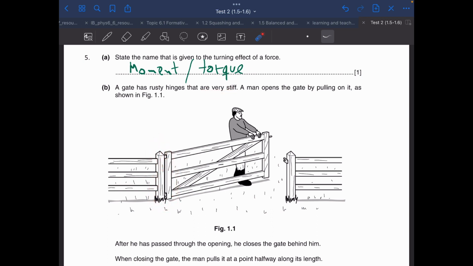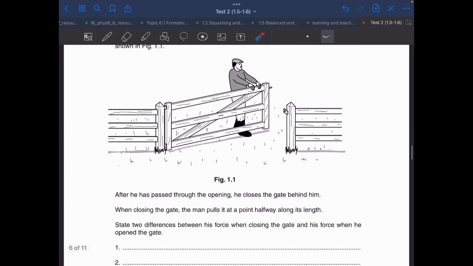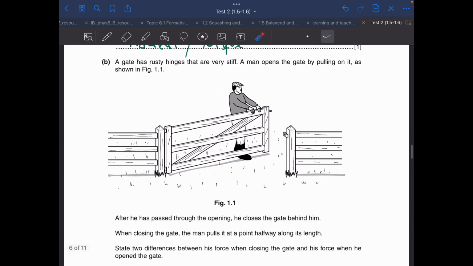The man opens the gate by pulling on it as shown. After he has passed through the opening, he closes the gate behind him. When closing the gate, the man pulls it at a point halfway along its length. So basically, this is the total length of the gate, and when he closed it, he pulled along a point somewhere here, halfway along this length.